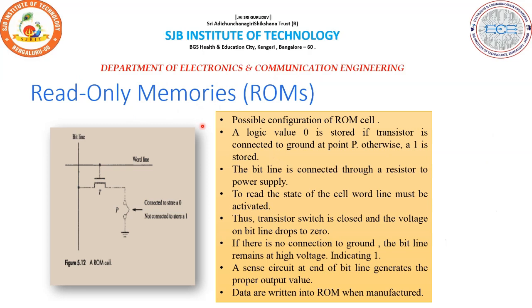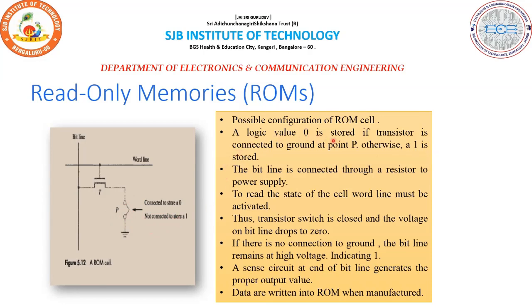This is a ROM cell, which is made of a single transistor and a switch-like structure. This is the bit line and the word line, as explained in the previous static RAM concept. It works the same way: the word line switches on this transistor T. Depending on this, this line is connected to ground at point P, otherwise P is not connected, acting like an open switch.